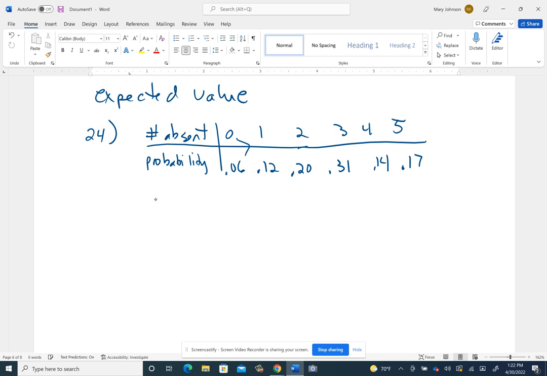So you would do 0 times 0.06 plus 1 times 0.12 plus 2 times 0.20 plus 3 times 0.31 plus 4 times 0.14 plus 5 times 0.17. And then you'd work all of that out and see what that would turn out to be. So you would just do all of that on your calculator, and we get 2.86. So what that says is, on average, we would expect 2.86 absences in class.